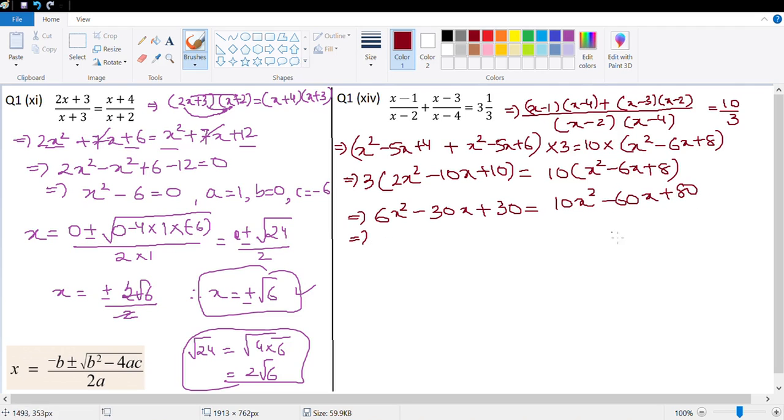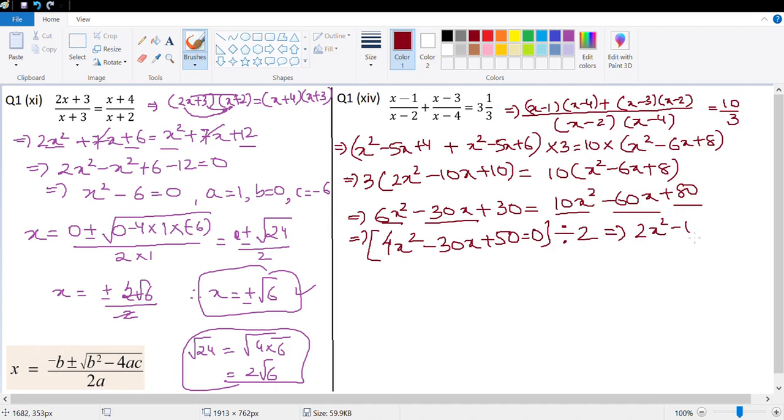Taking everything on one side, so 10x square minus 6x square, I have taken everything to the right hand side. So this is 4x square, negative 60x plus 30x, that's negative 30x, and plus 80 minus 30, that's plus 50 is equal to 0. I notice all elements have 2 common, so let's divide this by 2 and we get 2x square minus 15x plus 25 is equal to 0. Here a is equal to 2, b is equal to negative 15, c is equal to 25. Good. Let's solve it now.